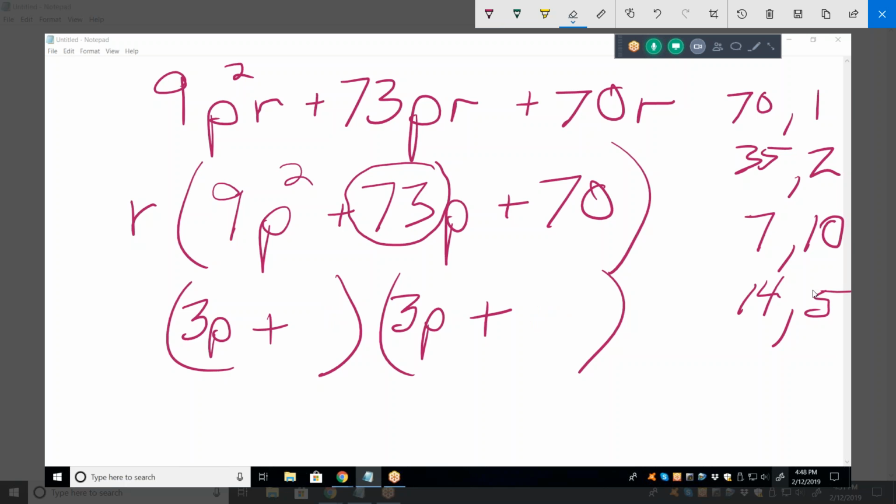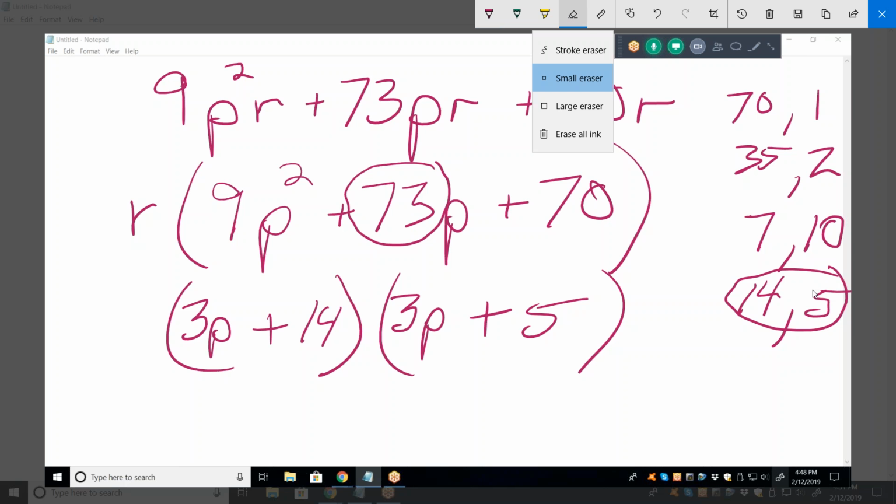So let's try 14 and 5, the next two closest. Does that get me to 70? So 14 and 3 is 42, and then 15p, so no. That doesn't get me to 70 either, okay? 14 and 5 don't work. So, hold on. Just a second.